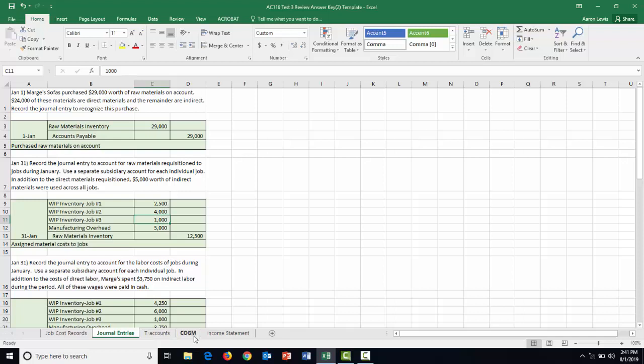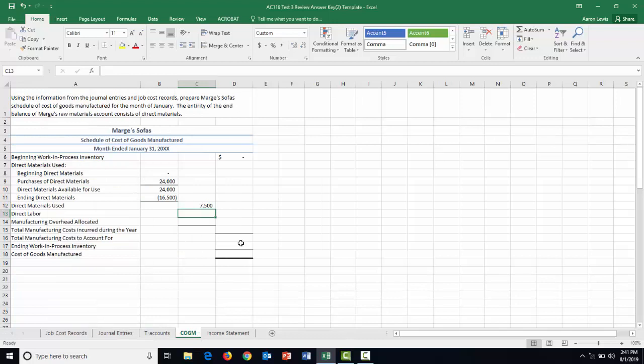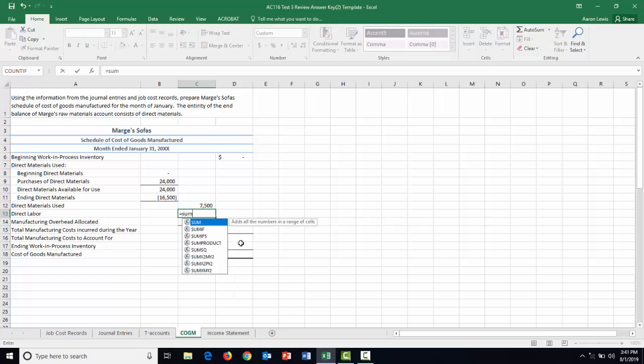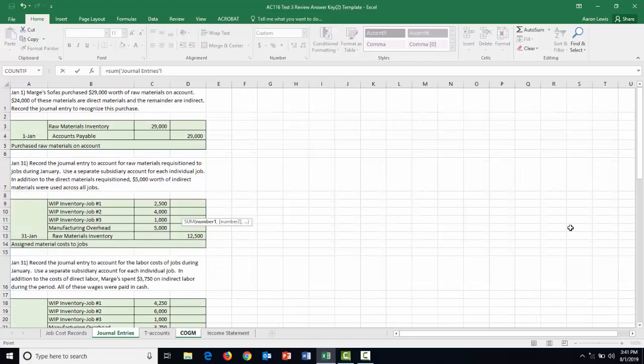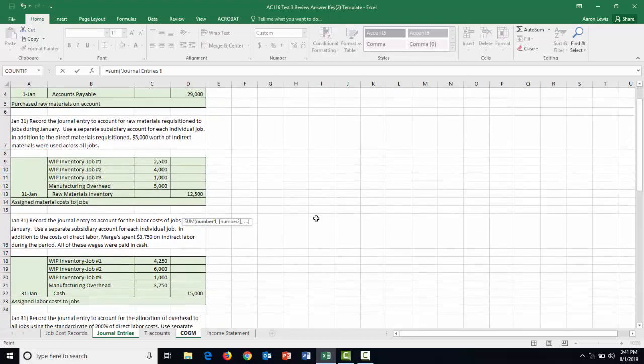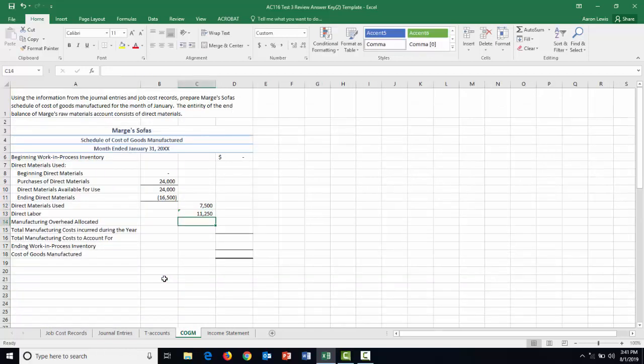The next thing we need to figure out on our cost of goods manufactured schedule is the amount of direct labor that we had. Well, that number is going to be equal to the sum of the three amounts that we spread out across our jobs. We allocated $4,250 to job 1, $6,000 to job 2, and $1,000 to job 3. Close up that parenthesis and we enter. In total, that's $11,250 worth of direct labor that we had.